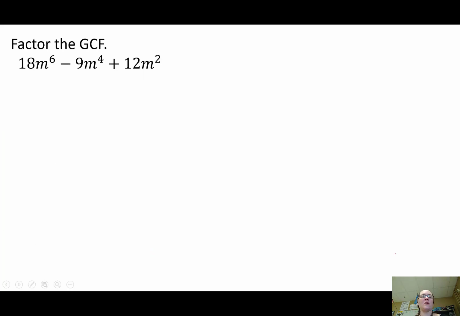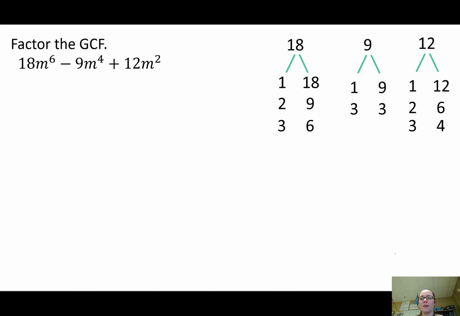Okay, so we're going to factor out a GCF for this. So we've got 18, 9, and 12. We're not going to worry about the signs. So factors of 18, factors of 9, and factors of 12. What is the greatest common factor all of these have? Well, they all have 3. So we know for sure that we're dividing each of these by 3. Now, each of these terms does have an m, so we're going to take the m with the smallest exponent, which is m squared.